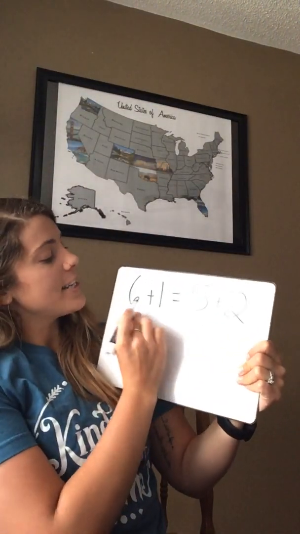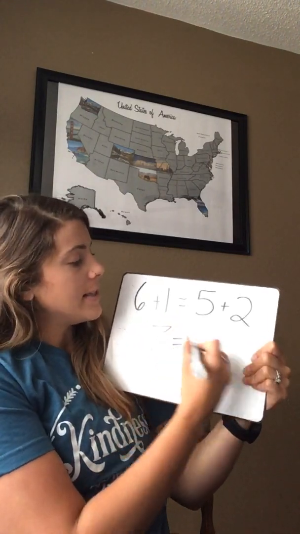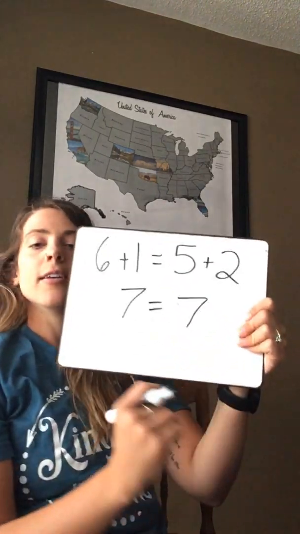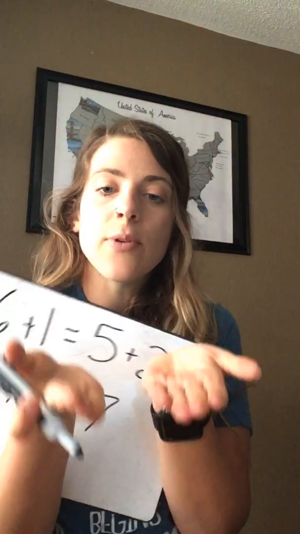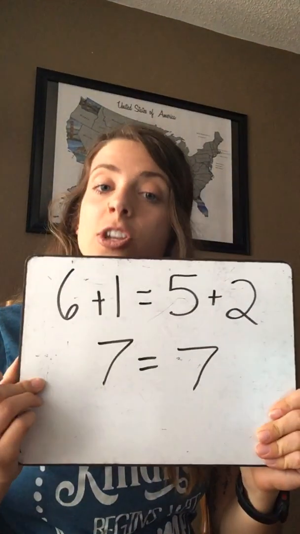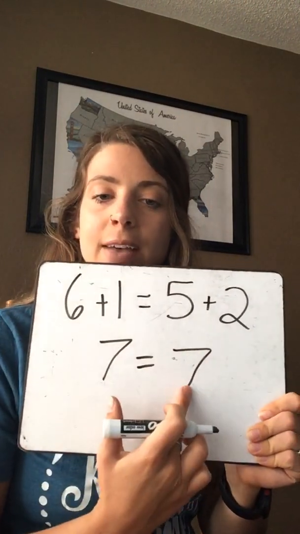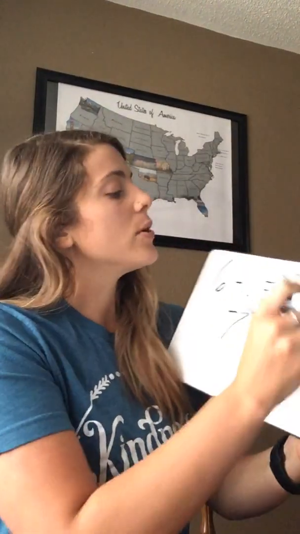So let's see. 6 plus 1 more is what? 7. And is that equal to 5 plus 2? 5, 6, 7. Yeah. So they're both 7. If you have 7 kids on one side, 7 kids on the other side, they are equal. If we had our scale and you had 7 cubes and 7 cubes, they'd be equal. So that equation is equal. 6 and 1 is 7, and 5 and 2 is 7. So we can say 7 is the same as 7. It's the same number. Yep, so that one worked.